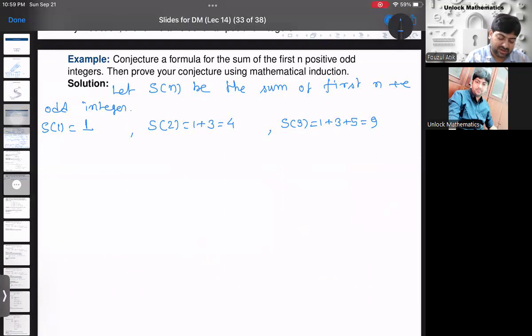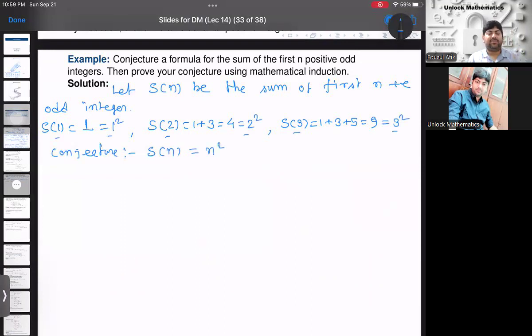S of 1 is 1, S of 2 is 4, S of 3 is 9. So 1 you can write as 1 square. 4 you can write as 2 square. 9 you can write as 3 square. So S of 3 is equal to 3 square, S of 2 is equal to 2 square, 1 is 1 square. Can you see some pattern? Then what will be your Sn? So your conjecture is, your Sn must be n square. Right? Sn is equal to n square.